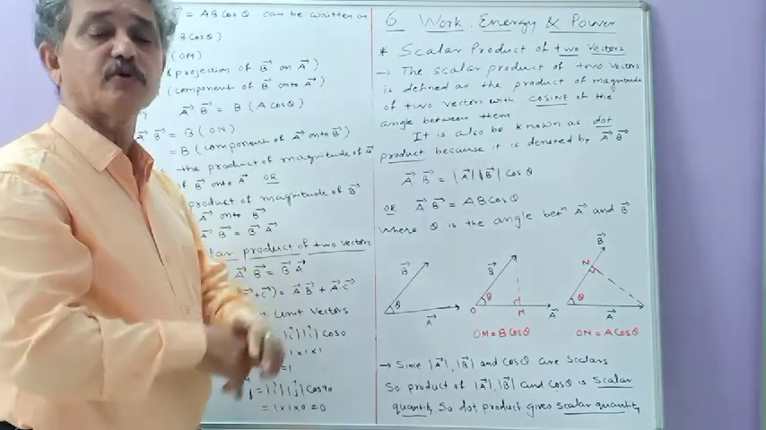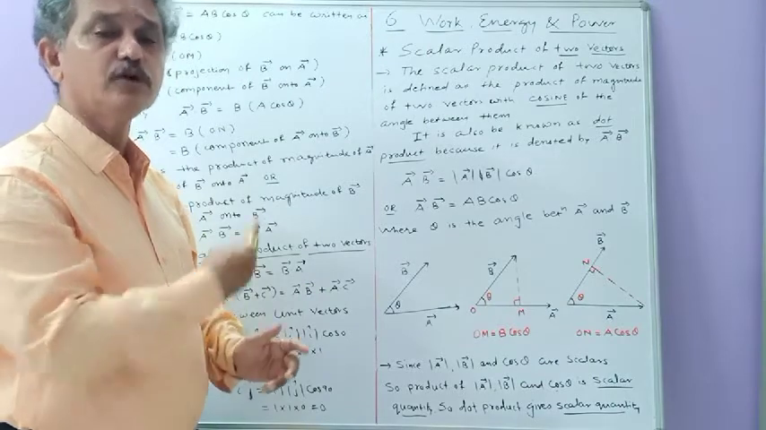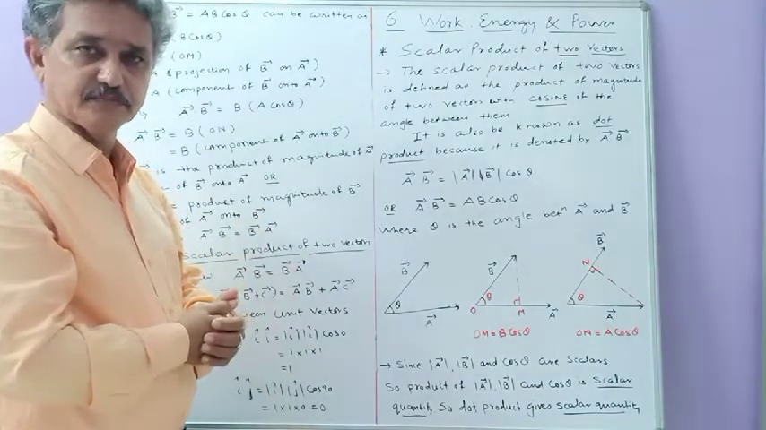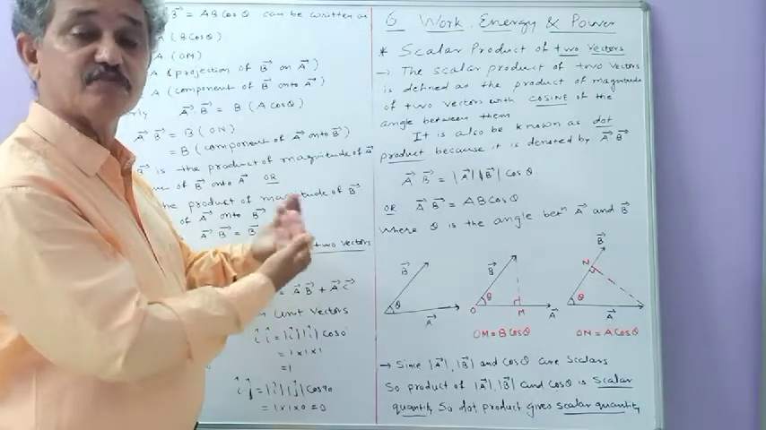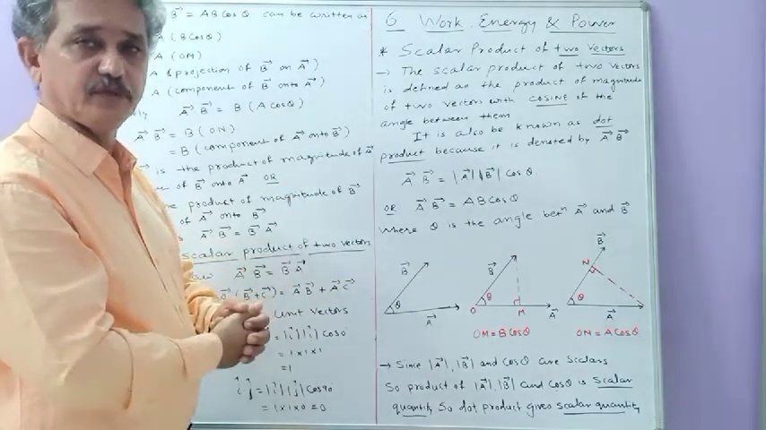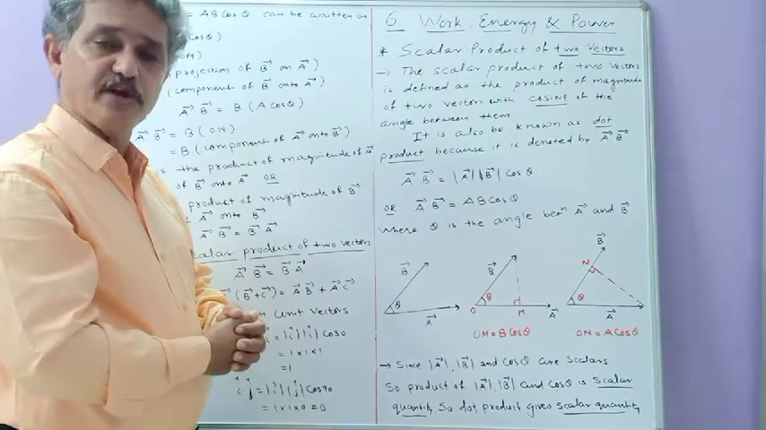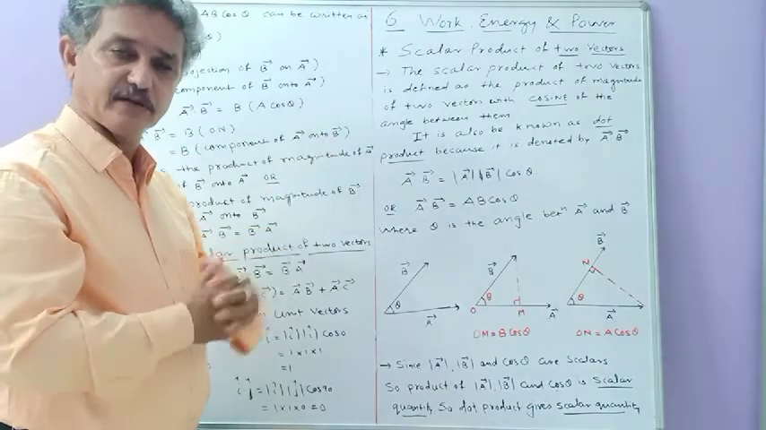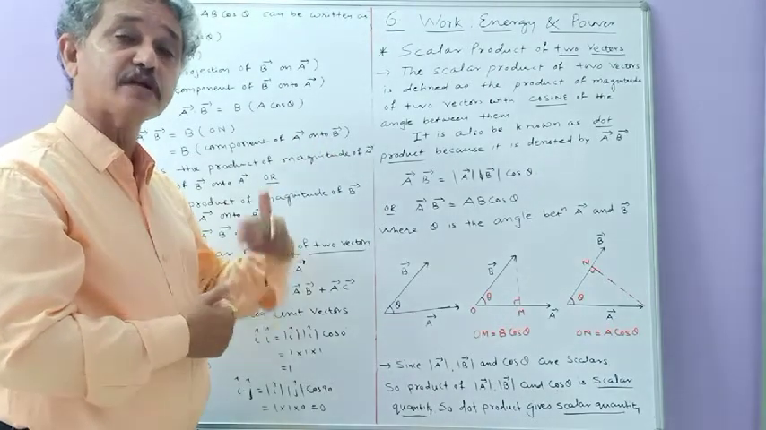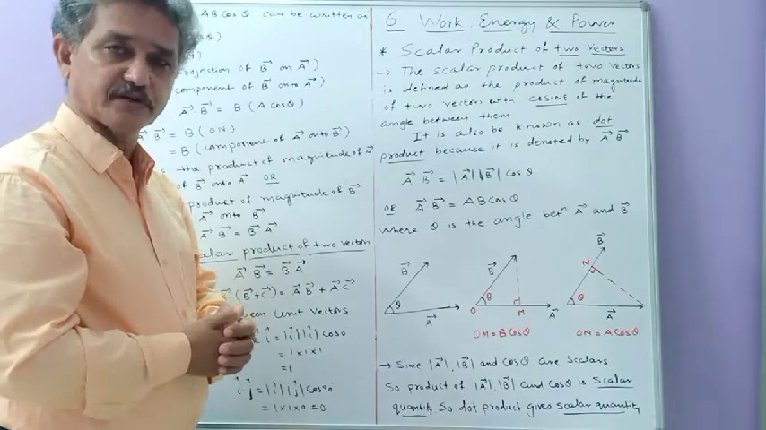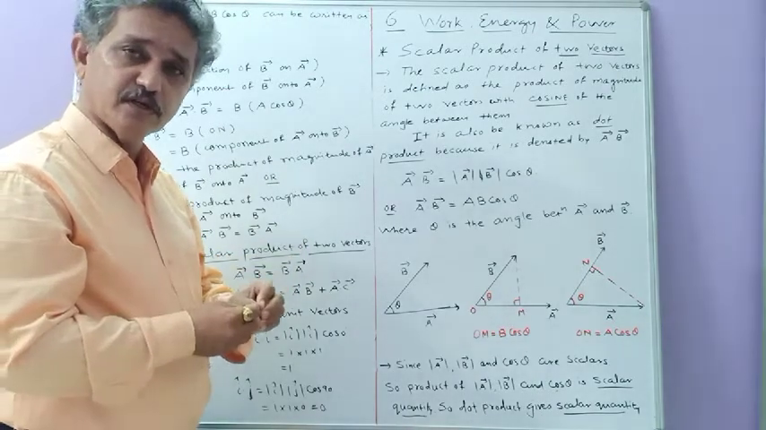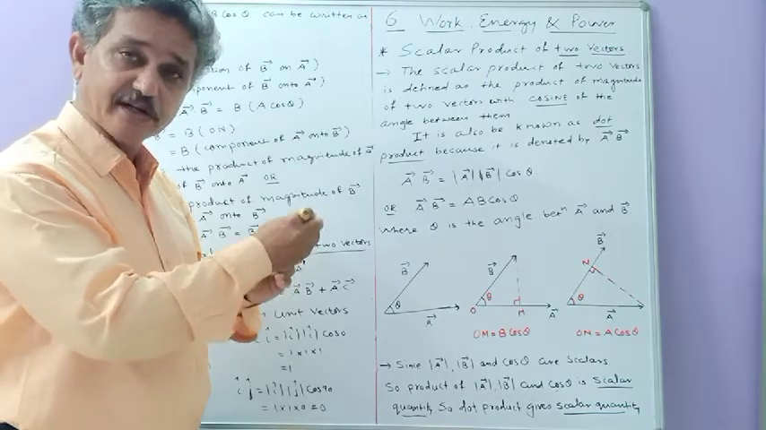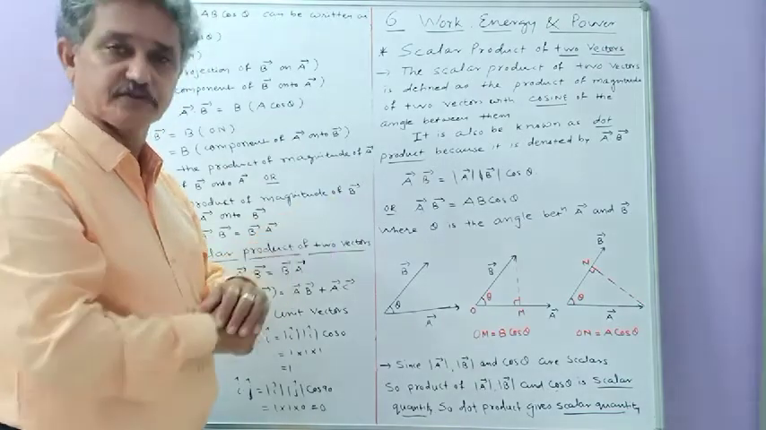In this chapter we have to study how two vectors can be multiplied, and after multiplying the two vectors, which resultant physical quantity we are getting. So actually there are two ways of multiplication of vectors. One is known as scalar product or scalar multiplication, and this scalar product of two vectors gives us a resultant physical quantity as a scalar quantity from two vectors.